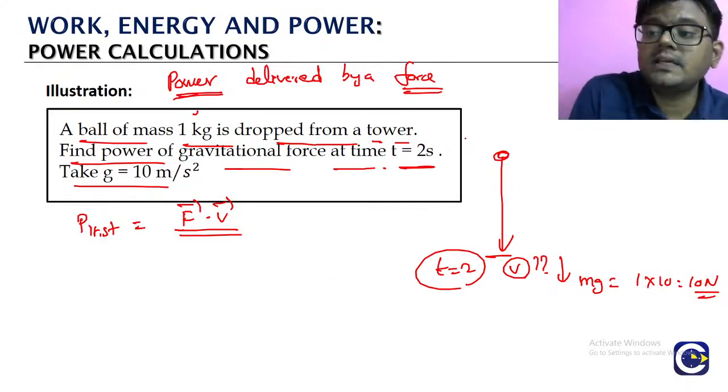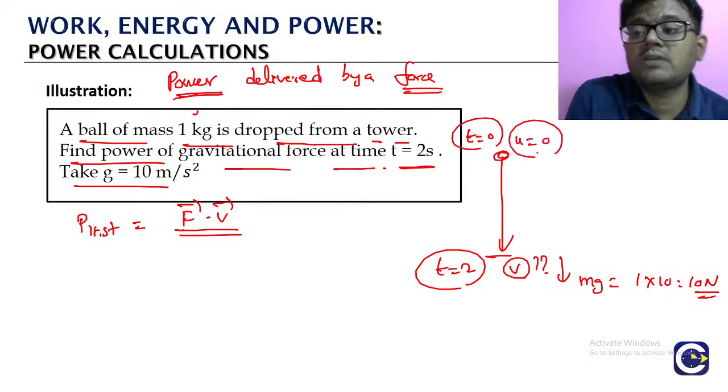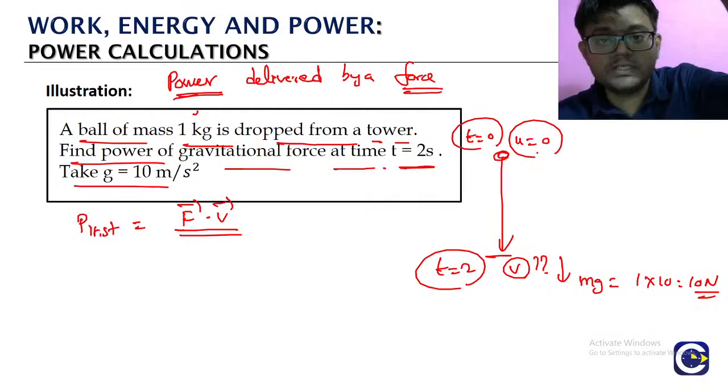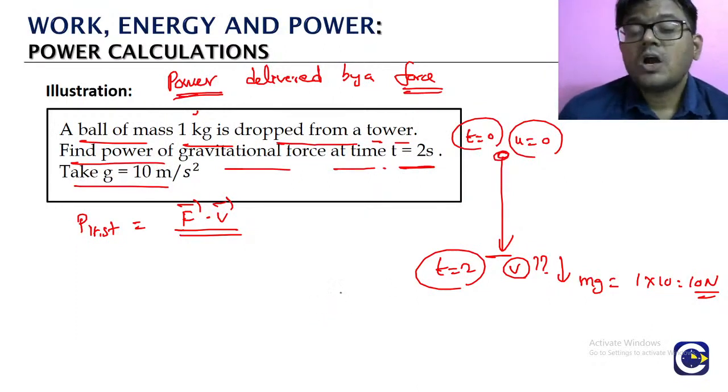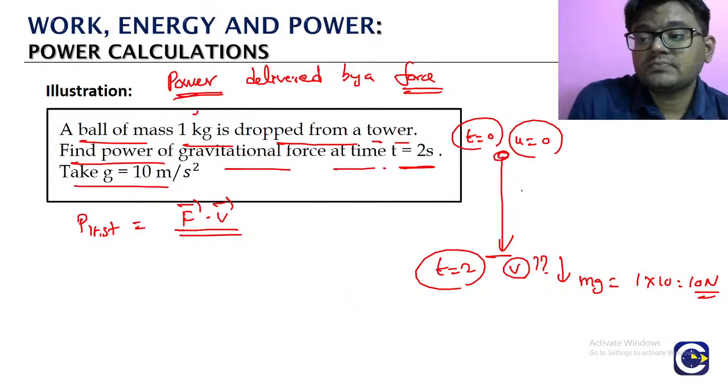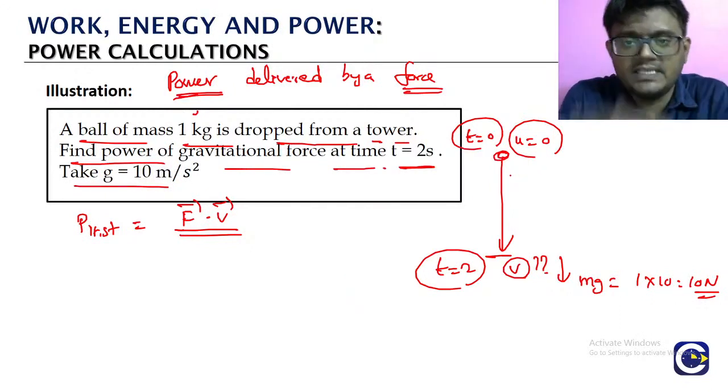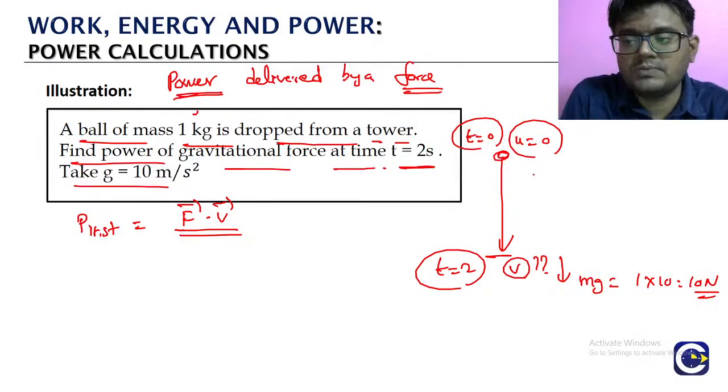See here, t is equal to 0, starting time, we are dropping it. Means what is the initial velocity? 0. Ball is dropped, means initial velocity is what? 0. In 2 seconds, how much velocity it will gain? So here in kinematics, we have seen these vertical straight line motion problems.